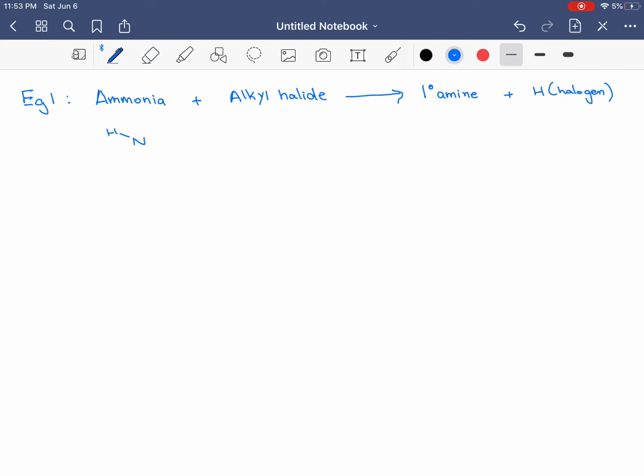Let's draw ammonia. Let me draw some structural diagrams. Here's ammonia. Here's an alkyl halide. So let's draw chloroethane. Now, where's the reaction here? Well, the reaction in this case, of course, is H and Cl will get together. Now, it doesn't matter which H. Any of the H are fine. Just make sure it connects with a Cl to form HCl. So that's your H halogen.